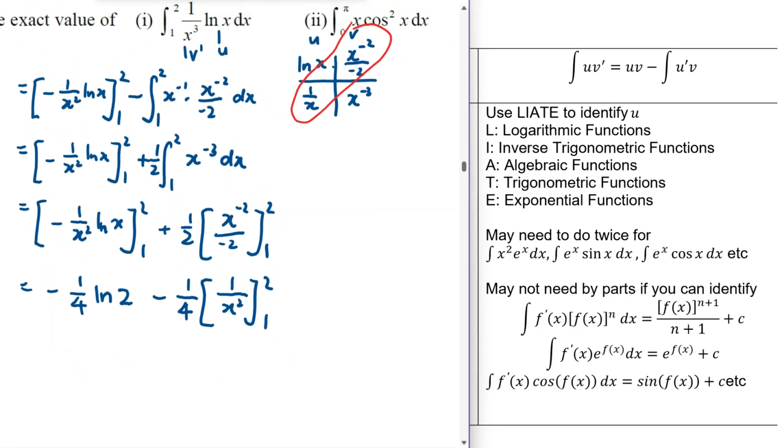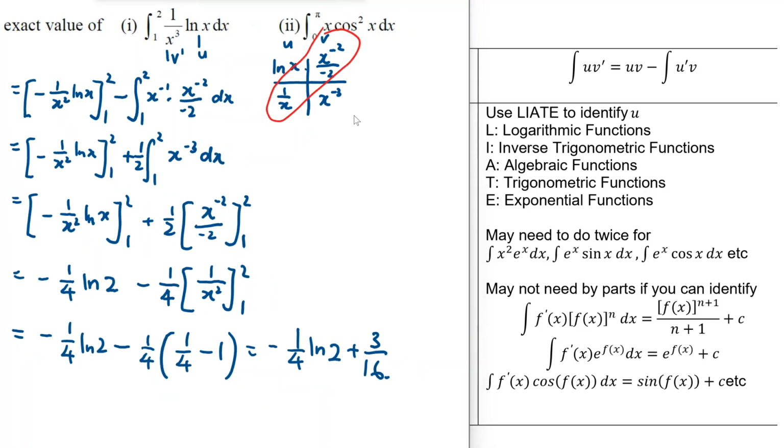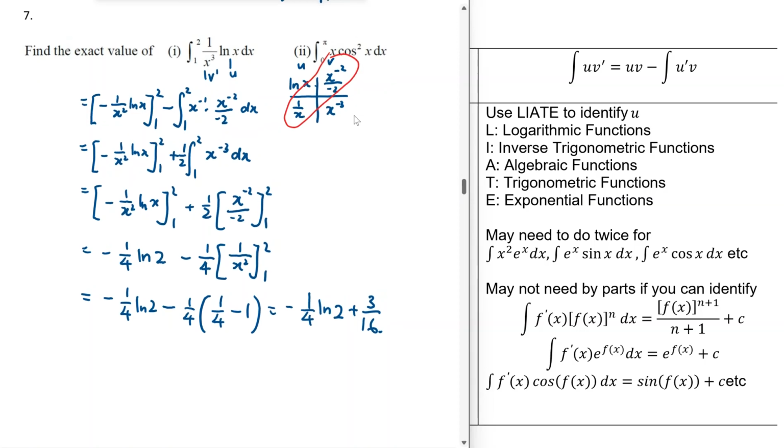So I'm going to write everything nicely now: negative 1 over 4 ln 2 minus 1 over 4. Put in, that will be 1 over 4 minus 1, and I'll get my final answer, negative 1 over 4 ln 2 plus 3 over 16. So this is just one easy case of doing integration by parts. What happens is when you have your uv and your definite limits are there already, you have to put in the upper limit minus the lower limit.